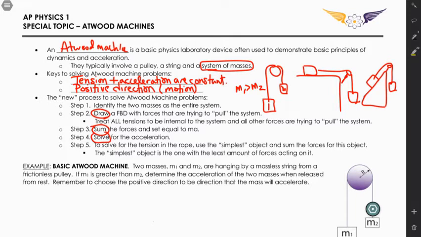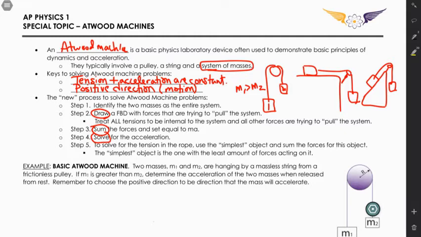Oftentimes, what is accelerating the object? Gravity. What's the force of gravity called? Weight. So the weight's trying to pull it. What else is trying to pull it? No, because tension's inside the system. What's the other big force? Normal force. Friction. So the weight of one object is trying to pull it while the friction is trying to pull it the other way. Okay?